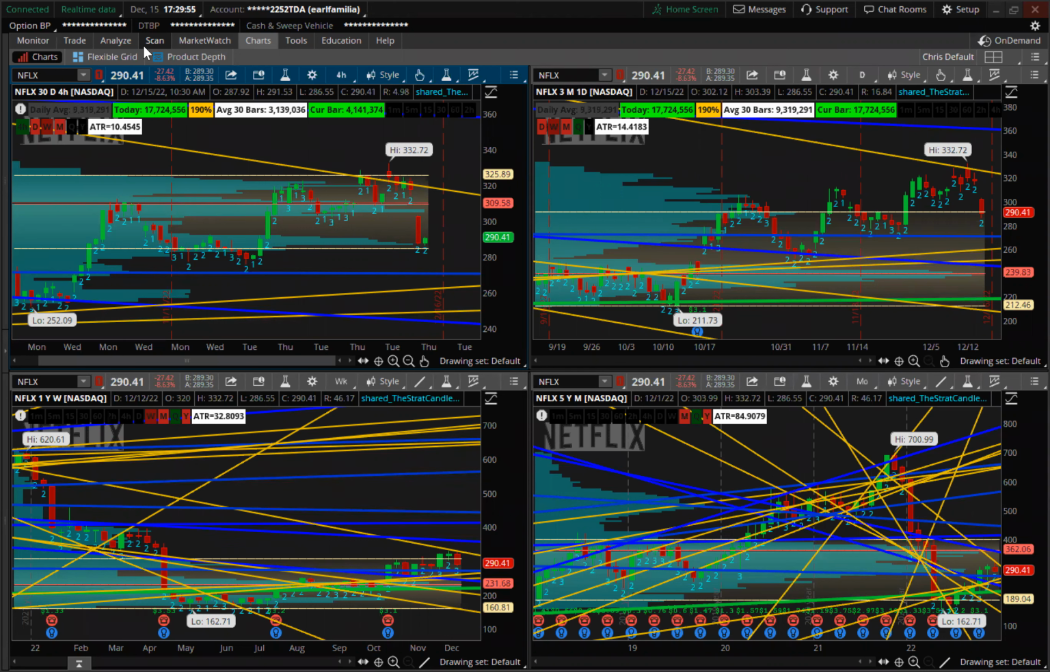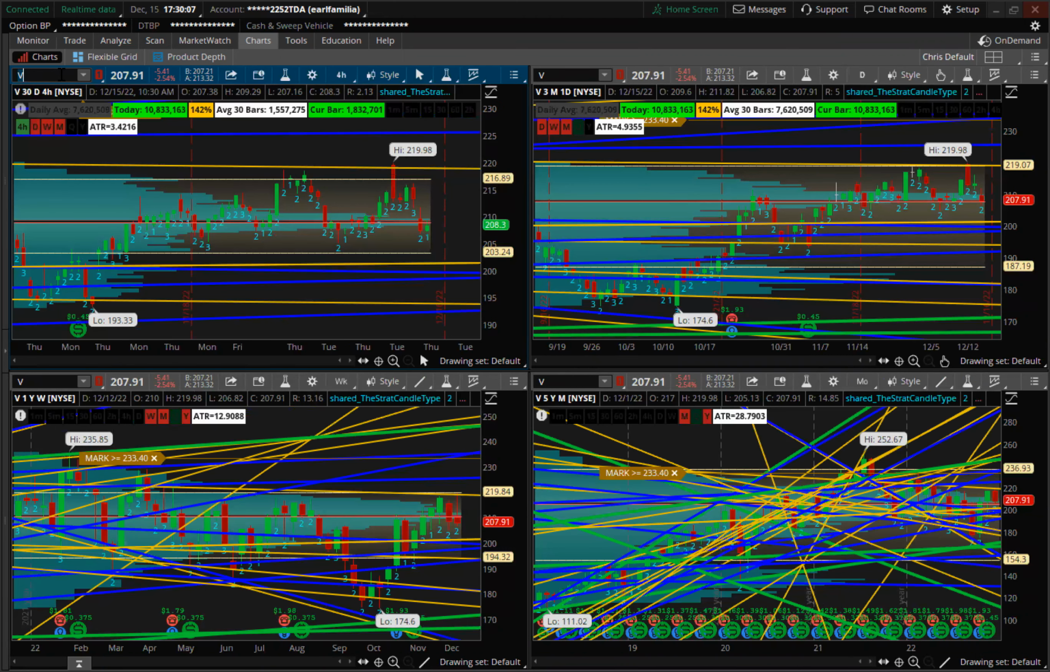But yeah, that's what I look for tomorrow. I wouldn't blanketly just jump in at the open. I would look for the actionable signal, go to a smaller time frame and identify that entry. But yeah, I see more downside on that one.